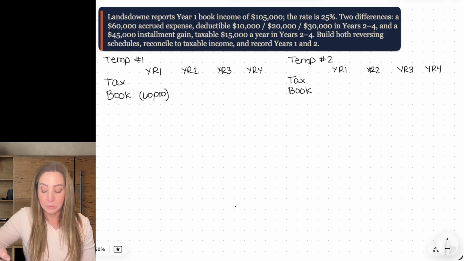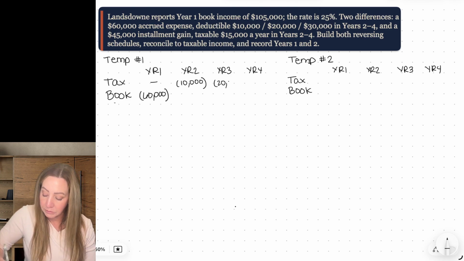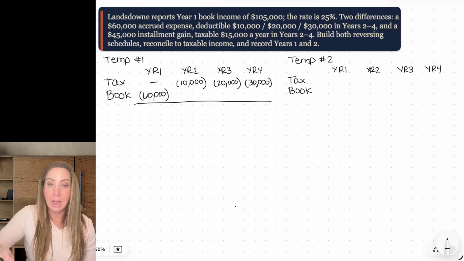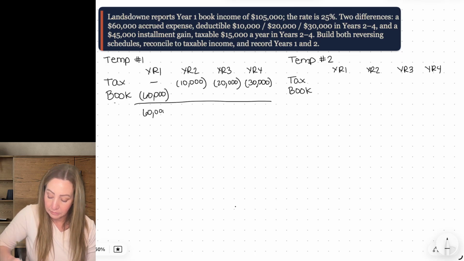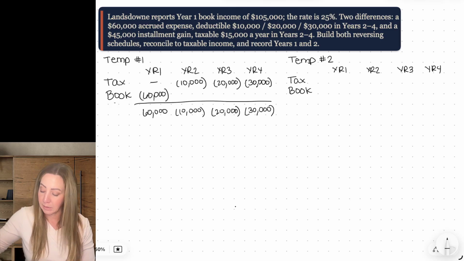And then for tax purposes, I have nothing in year 1, but in year 2, 3, and 4, I get a tax deduction. So I must have paid this expense in cash in these future years of 10, 20, and 30. Now, a reversing schedule, we just need to take tax minus book to give us the correct sign. 0 minus negative 60 is a positive 60,000. And then we have our negative items in the future years. We'll use these numbers in our reconciliation schedule only. That's the only purpose of the signs is for the reconciliation schedule.